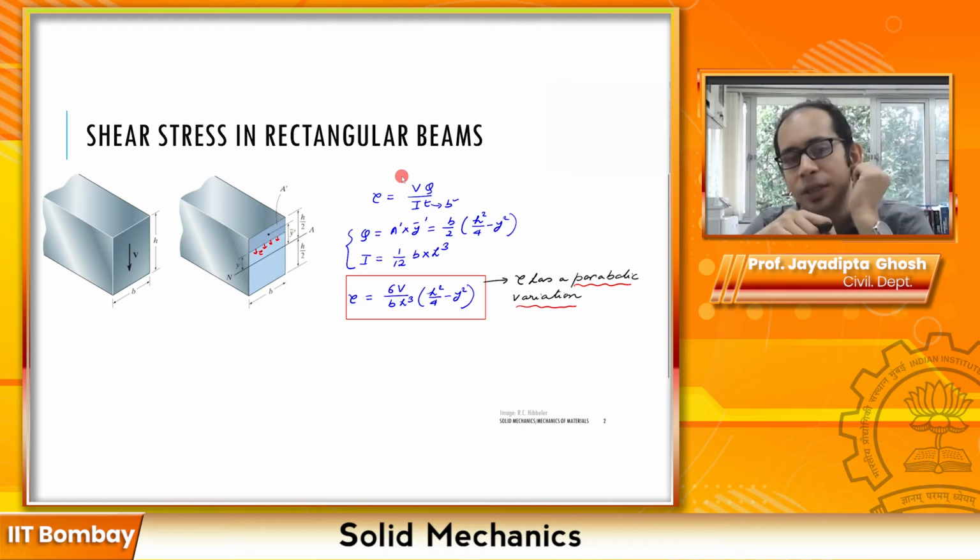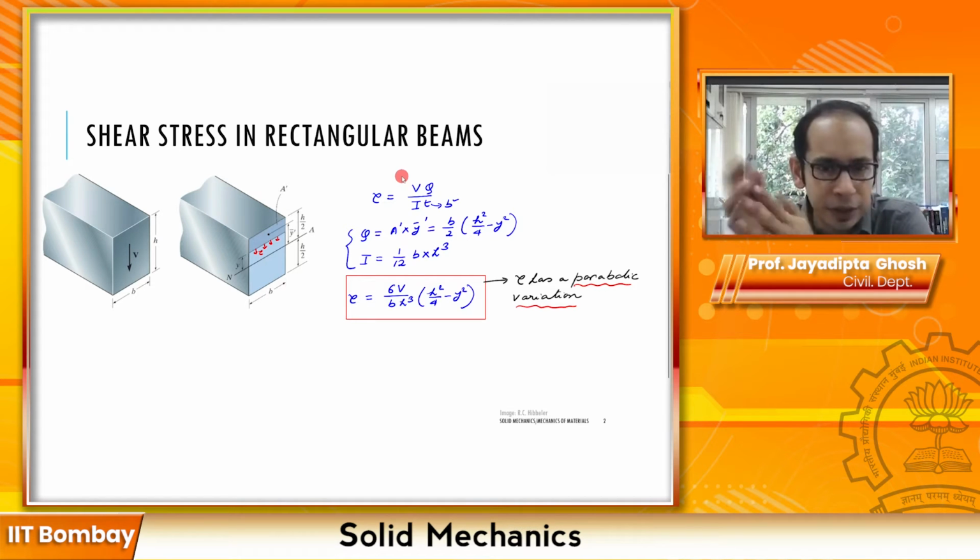Now let's calculate the shear stress tau at different points of interest across the cross section. What can be some of the points of interest? One point of interest is exactly y equals 0, that is at the neutral axis over here. What is the value of tau I would be interested in? And also maybe at the extreme edges, that is at plus h over 2 and minus h over 2, what is the value of tau? So let's first calculate tau at y equals 0 and then at the extreme edges.